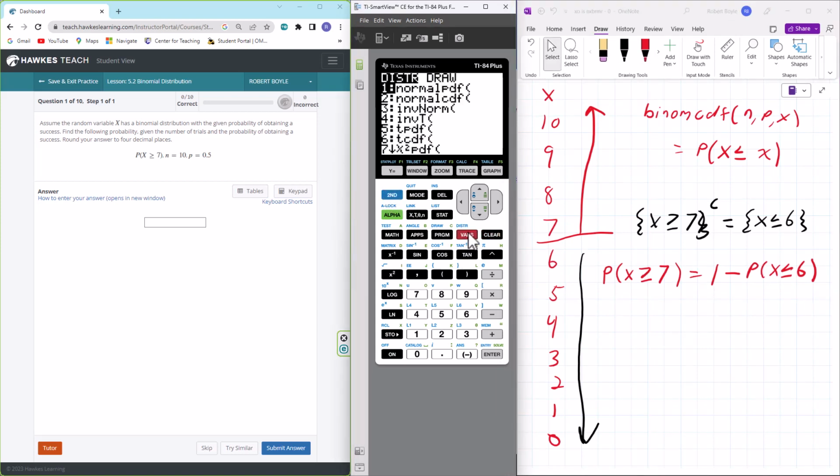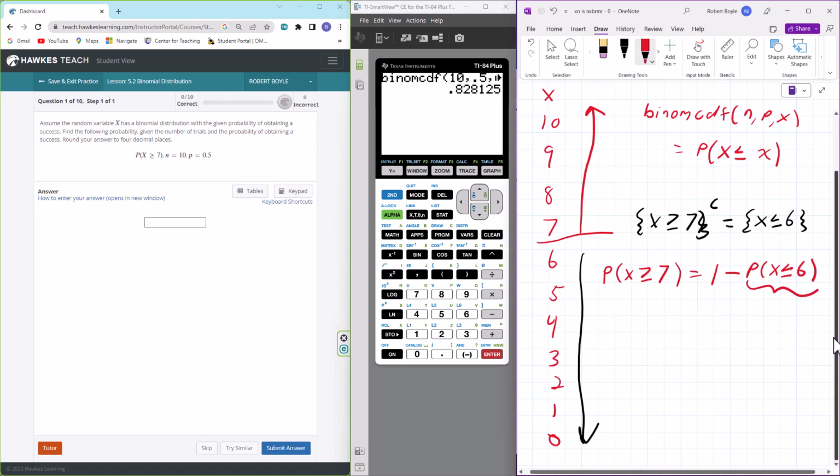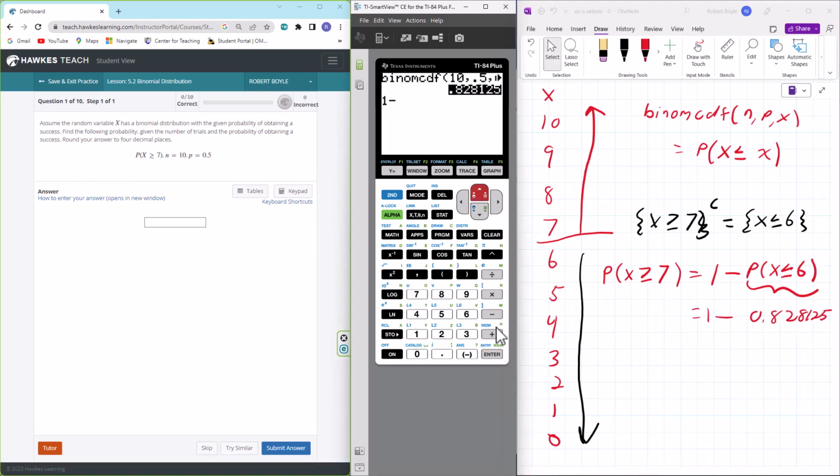Second, VARS, distribution. Go to binomial CDF. Number of trials is 10. P is 0.5. And then in this case, x is going to be 6. And that gives us the response, and that means that this is equal to 0.828125. Okay? And then 1 minus that, to do that, we can do 1 minus, go ahead and highlight that, hit enter again, and that is our answer.